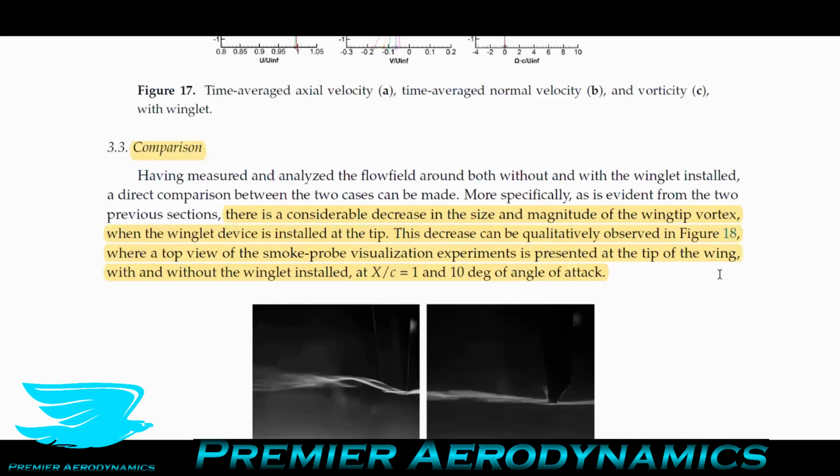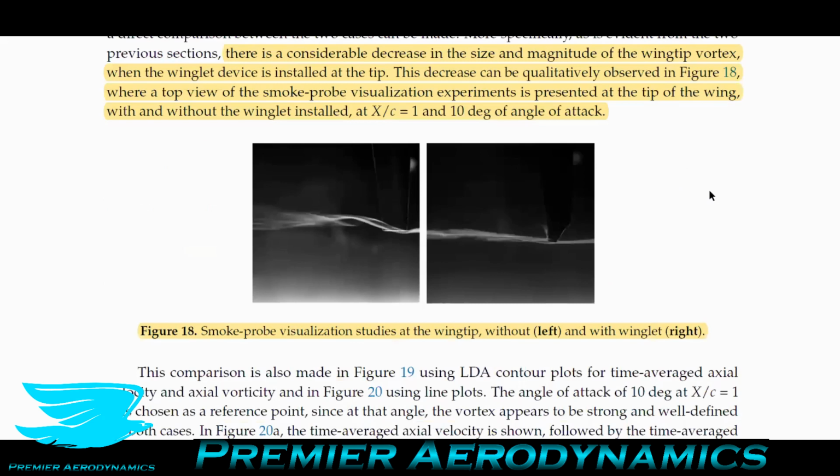And then they compared these two wings now. One's without wingtips and one with wingtips. And they say that there is a considerable decrease in the size and magnitude of the wingtip vortex when the winglet device is installed on the tip. They have smoke flow vis showing the difference here. Over the one without a wingtip, which is the left figure, you can see there is a massive twirl of this flow, of this smoke. With a wingtip, which is on the right, this twirl is almost non-existent and is very tight.